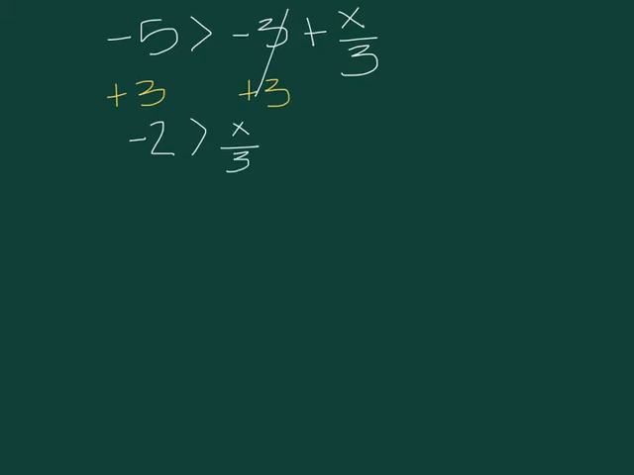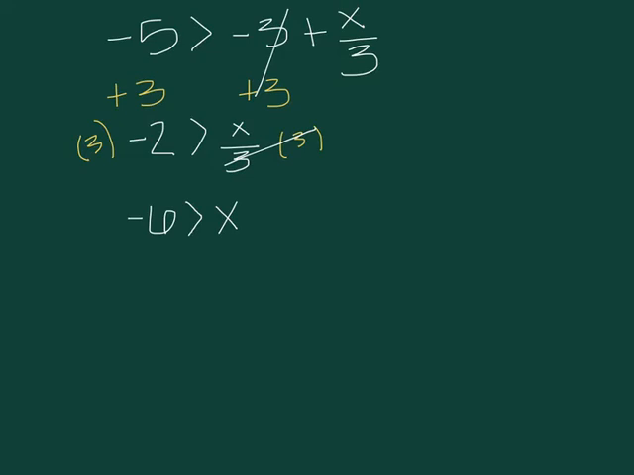Now we'll multiply both sides by the denominator to kind of neutralize that fraction. And we have -2 times 3 is -6. And 3 divided by 3 is 1. x divided by 1 is just x. So in the end, we have -6 is greater than x.